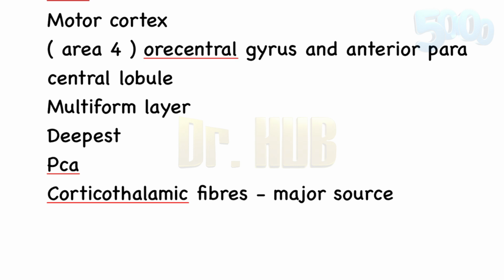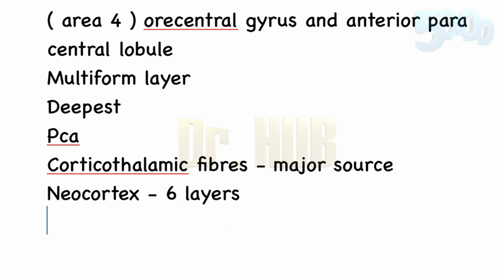Another thing to note is that the cerebrum has 2 types of cortical arrangement. One is known as the neocortex, which has 6 layers, and then comes the allocortex, which is 3 layered. So what is the 3 layered cortex? It is nothing but the allocortex.